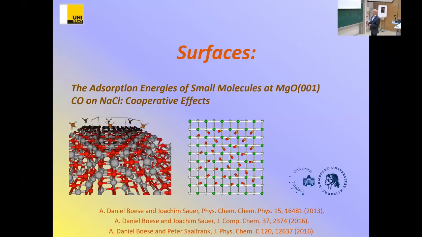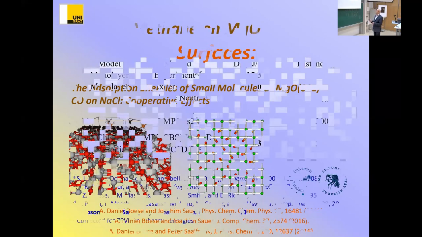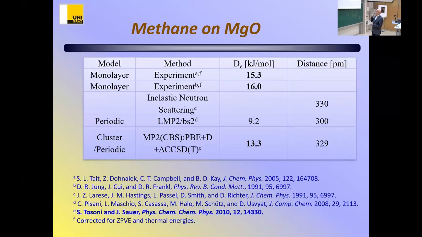Okay, surfaces. This is about 10 years old and started actually in the group of Professor Sauer at the Humboldt University of Berlin. Professor Sauer came up to me and I started with this project. He said, well, we have this one paper here from 2010, and we have a 2 kilojoule difference in the methane adsorption on magnesium oxide. So he says, well, where do those 2 kilojoules come from? This may not be as much, but still it's more than 10%.